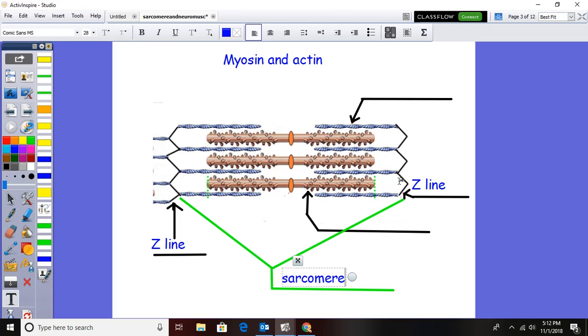We learned when we made our muscle models that there are two main types of myofilaments involved here. We've got myosin, which is the thicker myofilament, and then we've got actin, which is the thinner myofilament. So fill in your blanks there. Just remember that a sarcomere goes from one Z line to another.